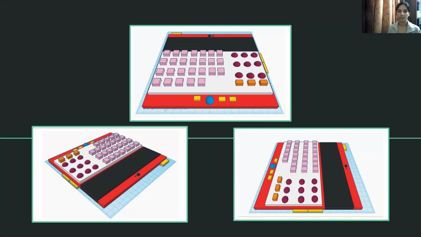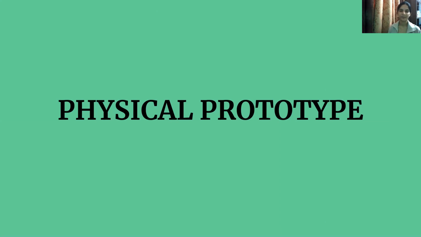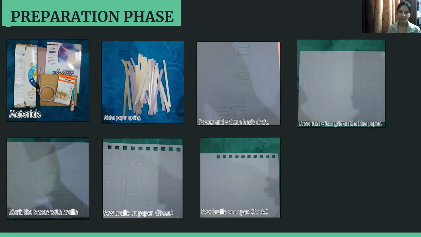These are a few pictures of our digital prototype we generated using CAD. Now coming to our physical prototype. In the beginning, we entered a preparation phase where we prepared the materials. We started making paper springs, and we cut out the volume key and all the power buttons, the drafts of it. Then we started drawing 1 by 1 cubes on blue grid paper. We mark the boxes with Braille, and then we sew Braille on the paper front and back. We use a needle and thread: it goes in and comes out, and we tie a knot.